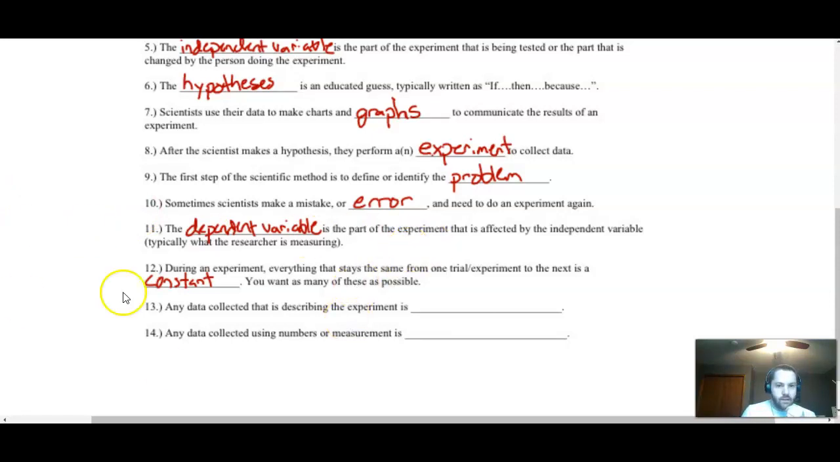Any data that is collected that is described in the experiment is, and we may not have talked about this a whole lot yet, but that's okay. We're kind of introducing words here. Any data collected that is described in the experiment is qualitative data. And the way I always explain this to students, right, it says describing the experiment. Think of that like qualities.